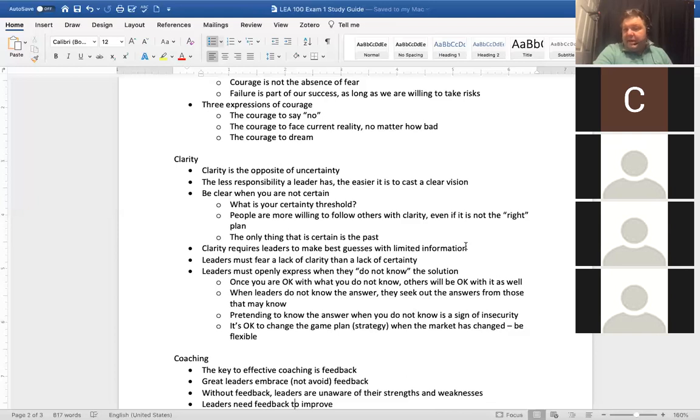Right? I have no idea how to do this. I have no idea what our final exam schedule looks like, but I'll find out. I'll talk to registration. I have no idea what a good leader eats for breakfast. Do they even eat breakfast? Do they do intermittent fasting? I don't know, but I'll find out for you. I'll ask a handful of leaders for you. Pretending to know the answer when you don't know it is a sign of insecurity.